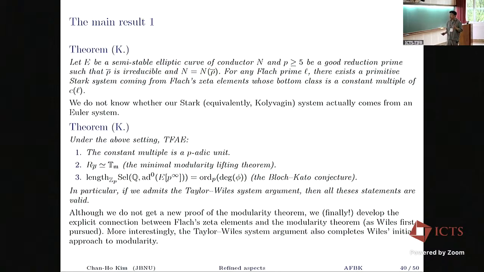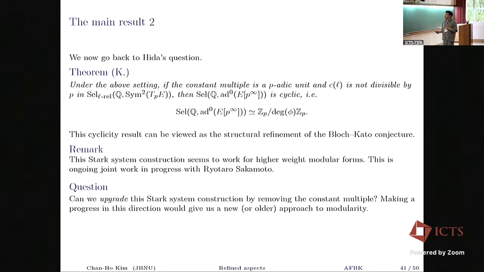So in particular, if we admit the Taylor-Wiles system argument, all these statements are true. So we do not get a new proof of Fermat's last theorem, but we could make the connection between the Flach class and the modularity theorem. Also, the Taylor-Wiles system argument not only proves the modular lifting theorem, it also completes Weil's initial approach to modularity. The second one is now going back to Hida's question. So now we assume the first one.